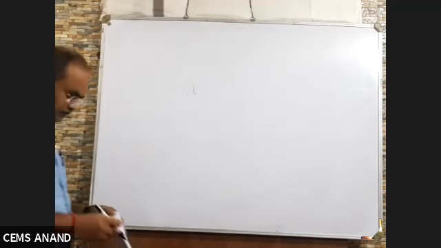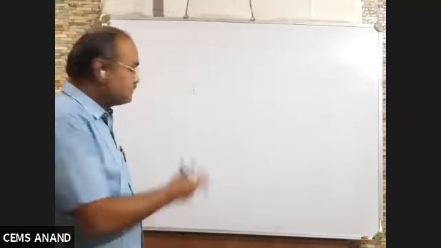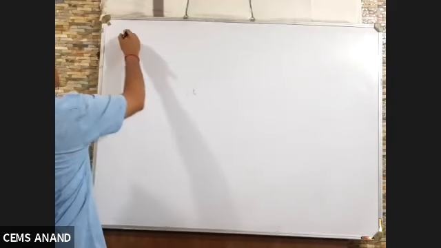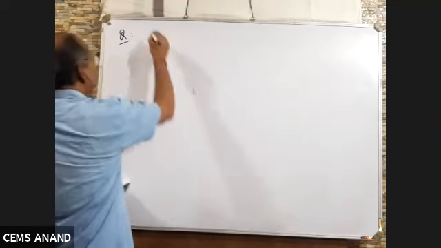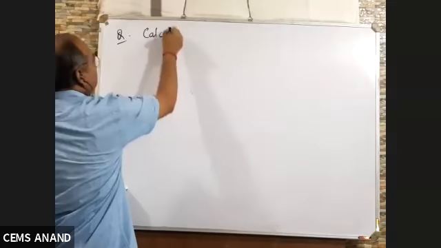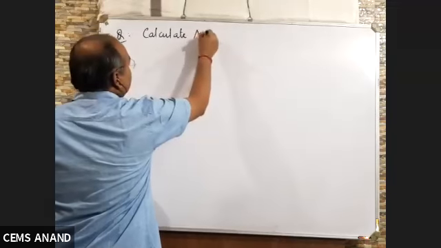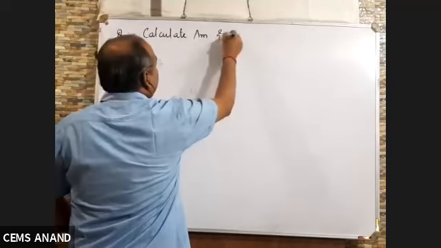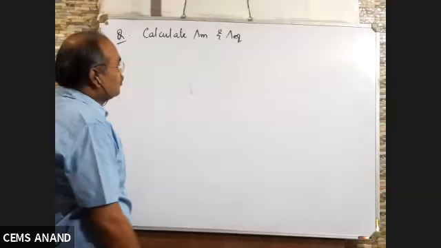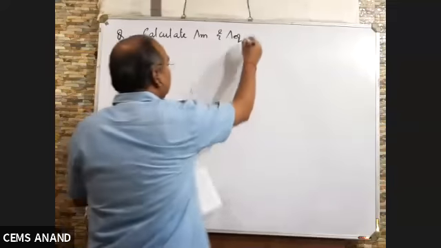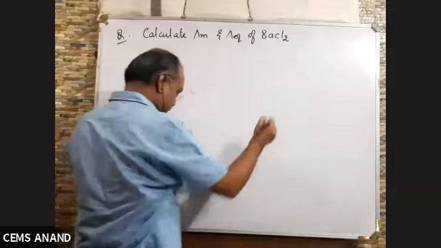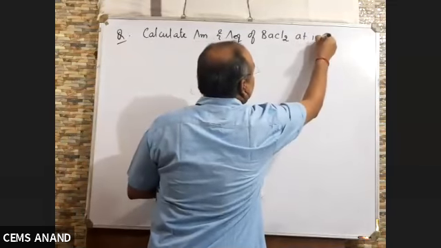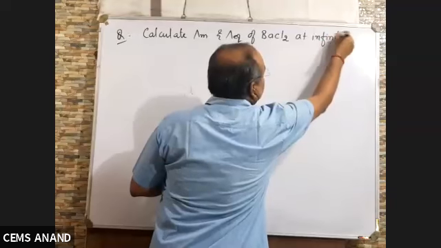Now, good afternoon, students. We'll do the numerical related to Kohlrausch's law. Question: calculate lambda m and lambda eq. Means we are actually doing the numericals related to molar conductivity and equivalent conductivity of barium chloride at infinite dilution.